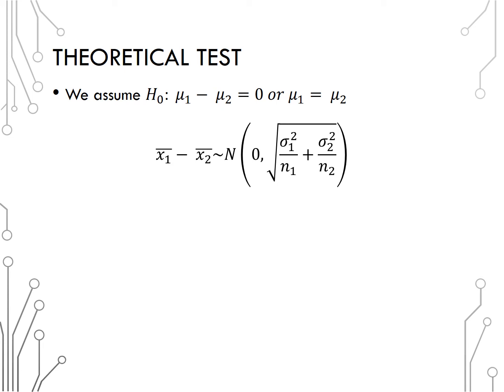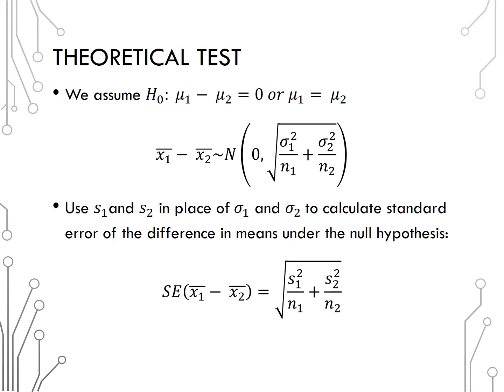So this tells us that the center of the null distribution will be at 0, but we still don't know sigma 1 or sigma 2. Any ideas on what we should use instead? Let's use the sample standard deviations of each group as an estimate of the population standard deviation. So S1 and S2 will replace sigma 1 and sigma 2, and our formula for the standard error of the difference in means will be S1 squared over n1 plus S2 squared over n2.